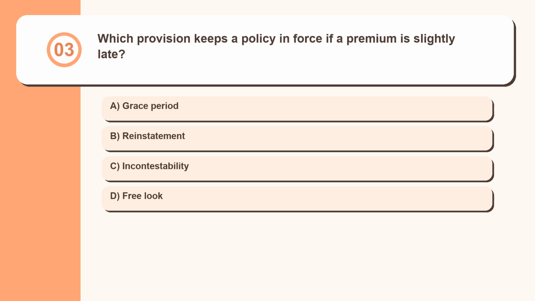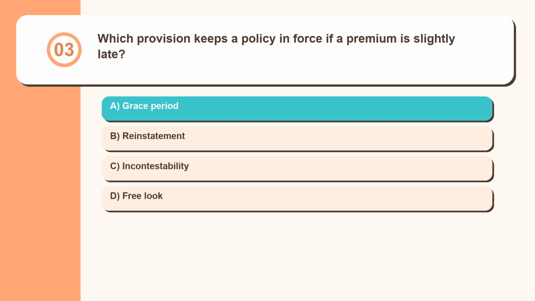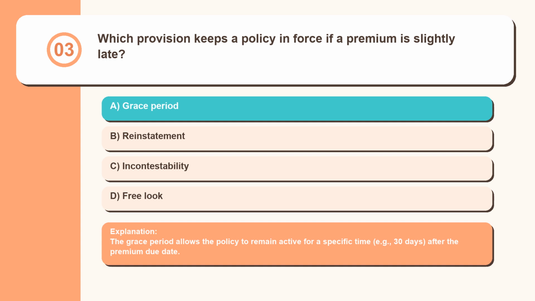Question 3. Which provision keeps a policy in force if a premium is slightly late? Grace period, reinstatement, incontestability, free look. The grace period allows the policy to remain active for a specific time, example 30 days, after the premium due date.